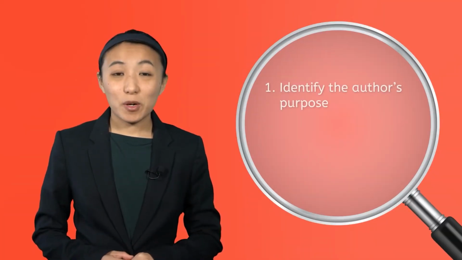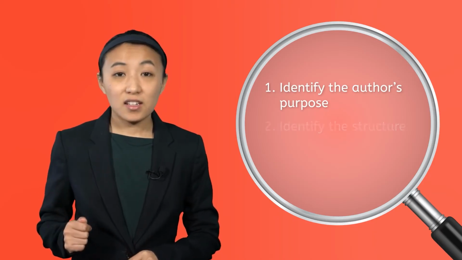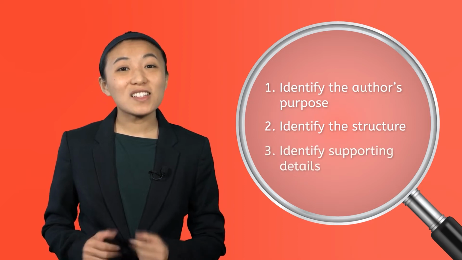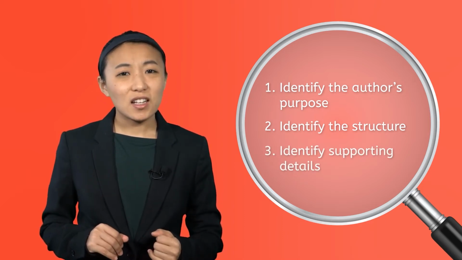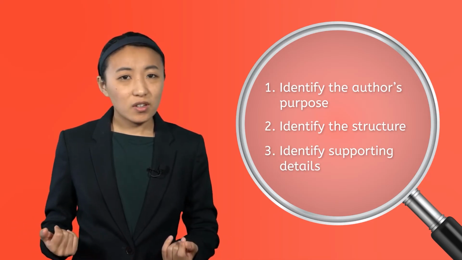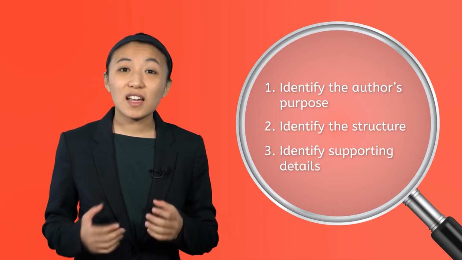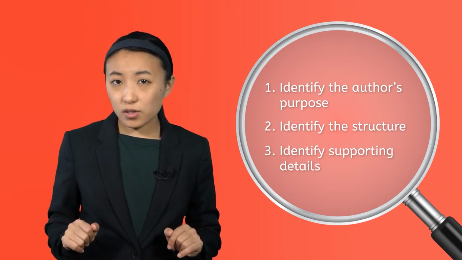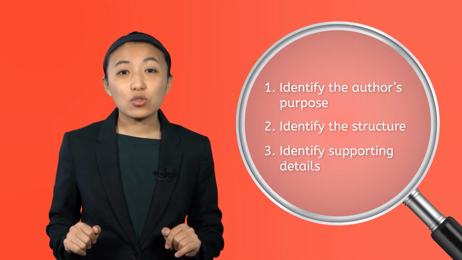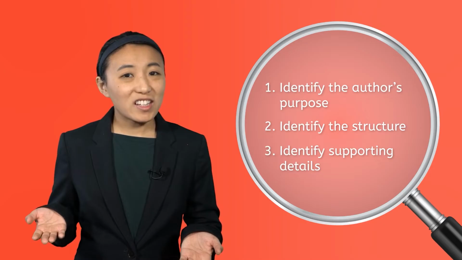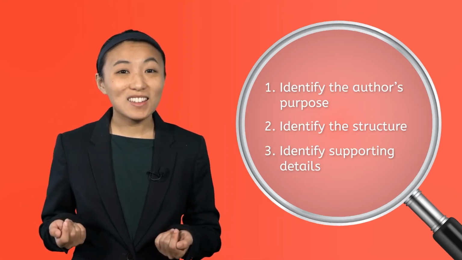We identified our 3 clues: the author's purpose, why they're writing the text, the structure, how they're structuring the information, and the supporting details that support the central idea. So, what central idea do these supporting details support? We know that the central idea is what the text is all about. The central idea is not just 1 or 2 words. The passage doesn't have a central idea of rock markings, but what might the central idea actually be?